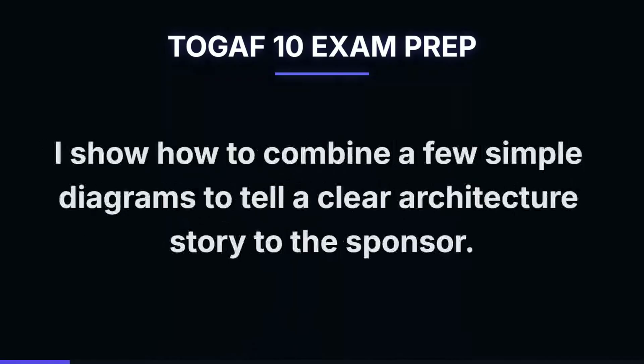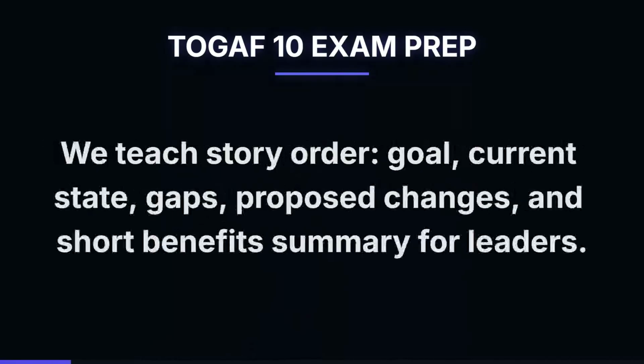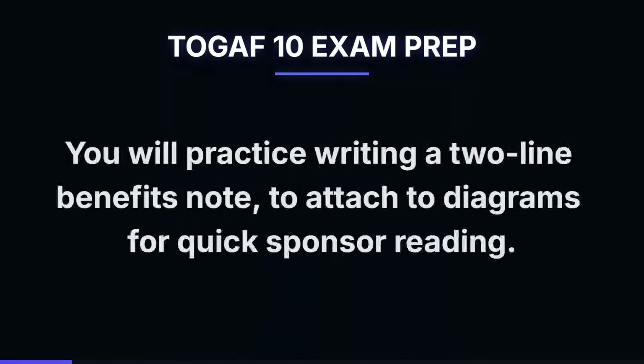I show how to combine a few simple diagrams to tell a clear architecture story to the sponsor. We teach story order: goal, current state, gaps, proposed changes, and a short benefits summary for leaders. You will practice writing a 2-line benefits note to attach to diagrams for quick sponsor reading.